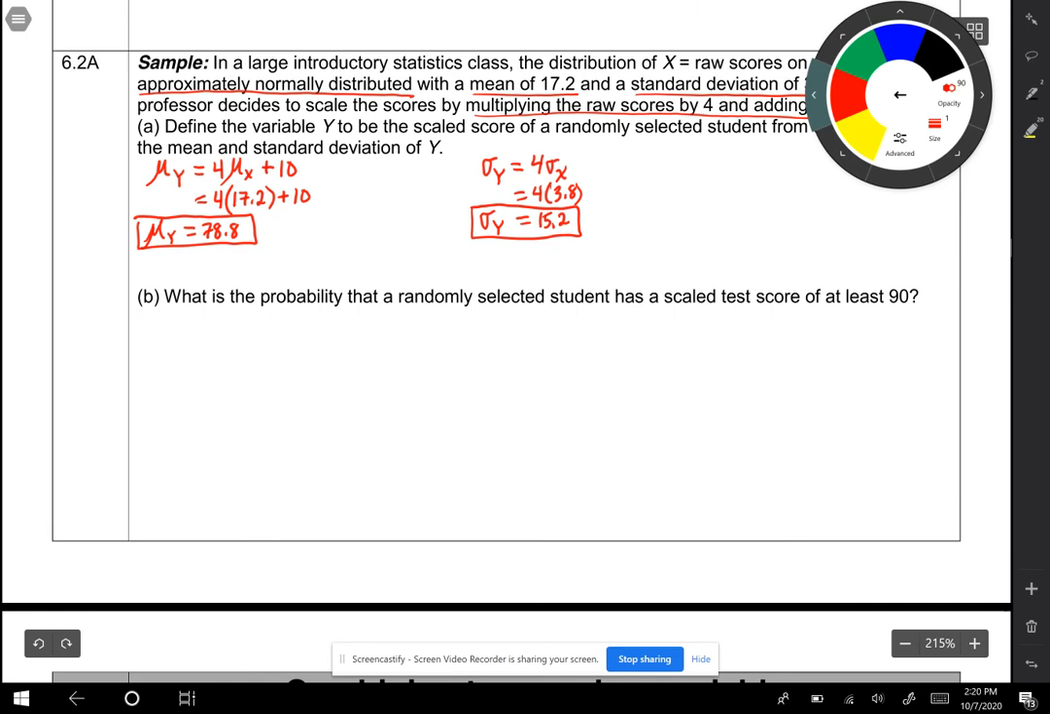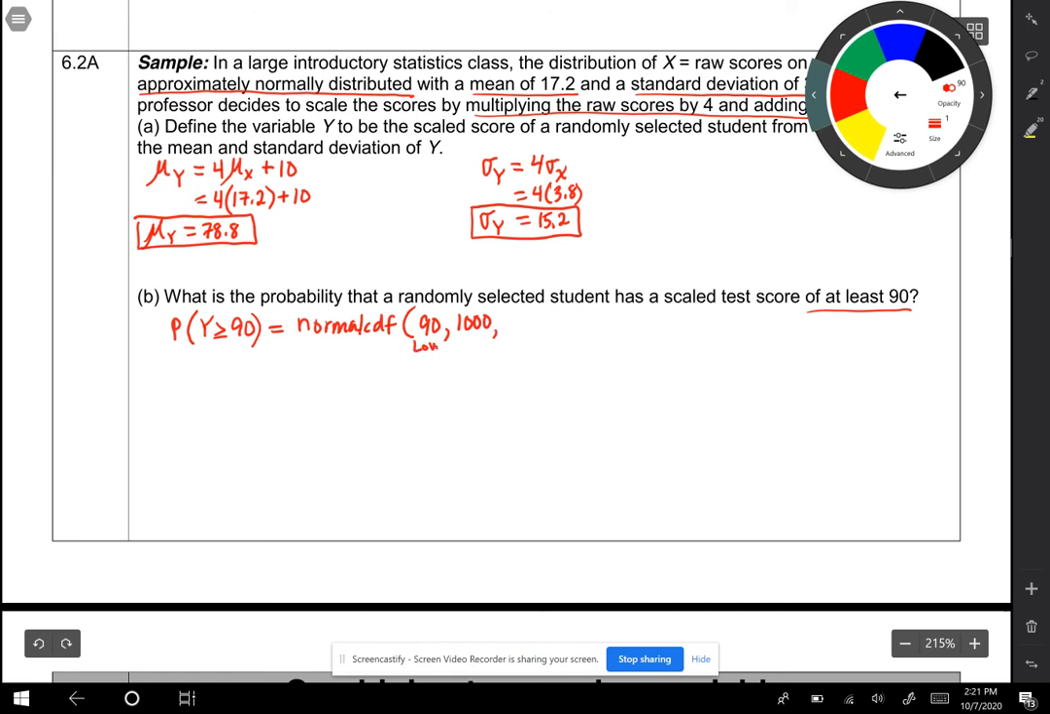What is the probability that a randomly selected student has a scaled test score of at least 90? So the probability that the scaled test score y is greater than or equal to 90 is going to equal, again, use your normal CDF. Please make sure you're practicing this. Of course, you get to do it on the homework, so that's going to be great. So 90 is going to be your lower bound, and your upper bound, just pick something big. You definitely don't want to pick 100, and you just want to be far enough away, so pick 1,000.